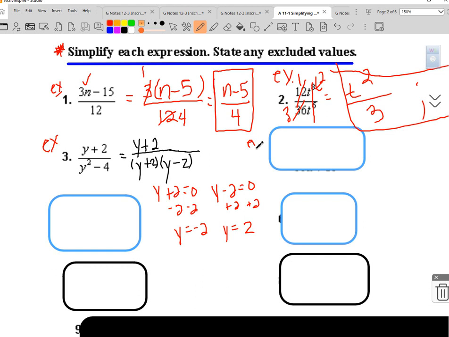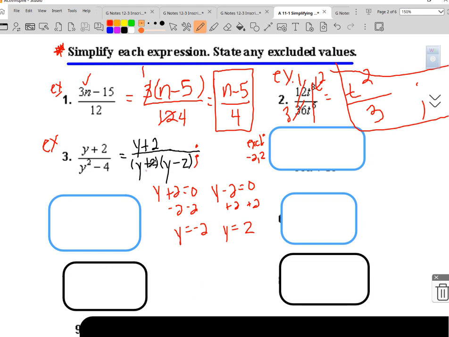So those are our excluded values. We're going to exclude negative 2 and 2. You can't use negative 2 and 2 here because that would make one of these factors 0. 2 minus 2 is 0. 0 times anything is 0. You can't have a 0 in the denominator. So now the last step is to what?